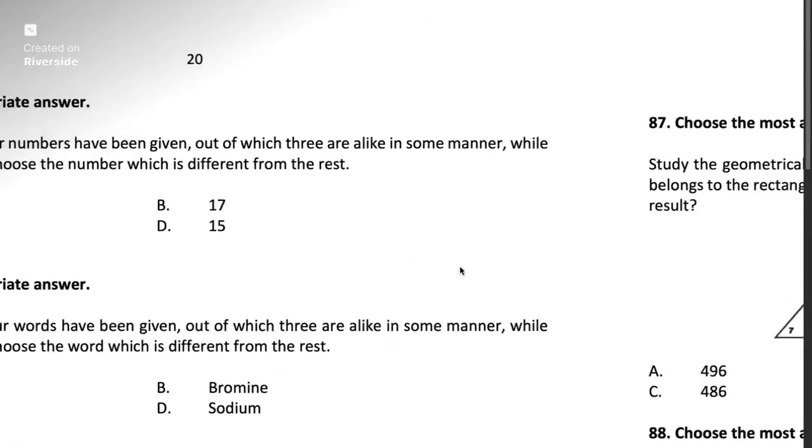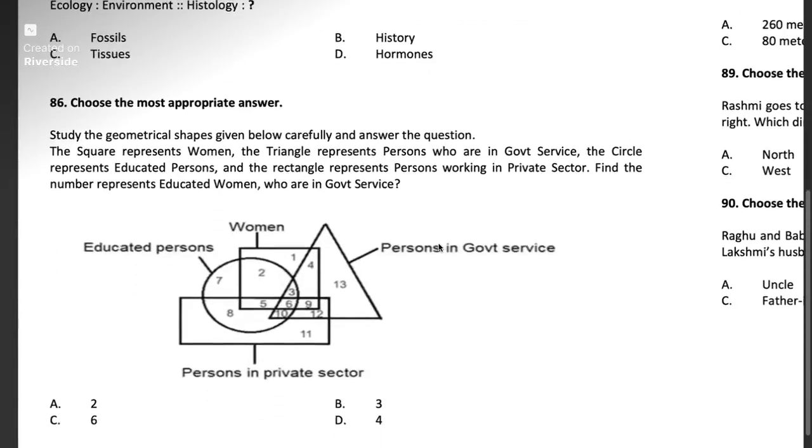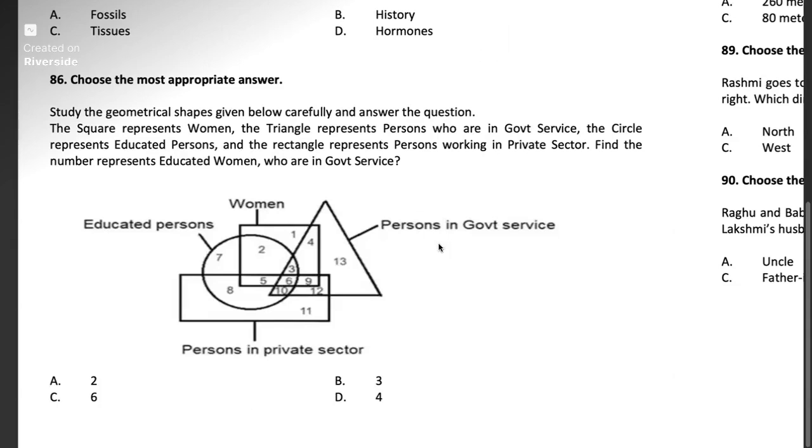Okay, we were done with 87. Now question number 86. Someone else, please, other than Haripriya, Yalini, and Veer Balaji. Read it properly. Study the geometrical shapes given below carefully and answer the question. The square represents women. The triangle represents persons who are in government service. The circle represents educated persons. And the rectangle represents persons working in the private sector. Find the number that represents educated women who are in government service.